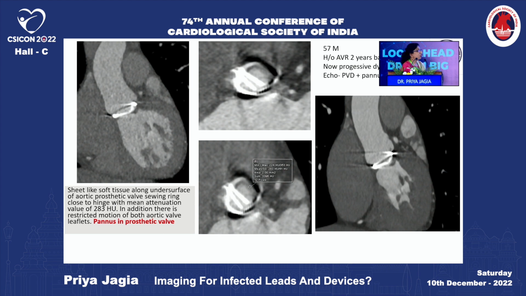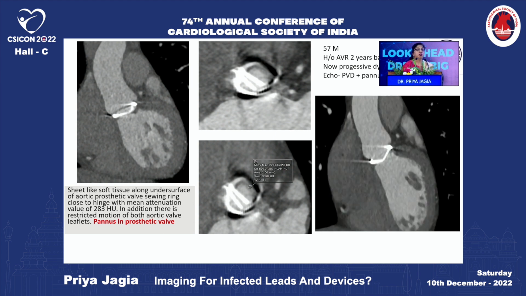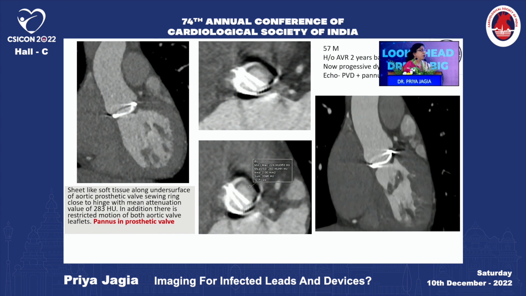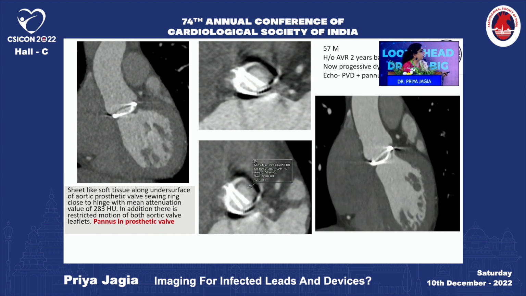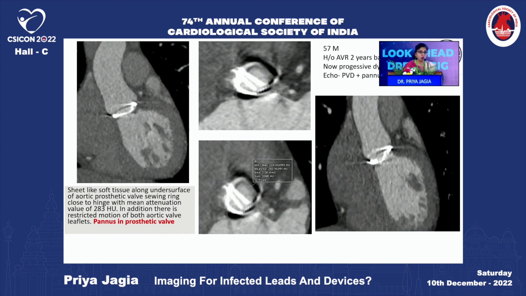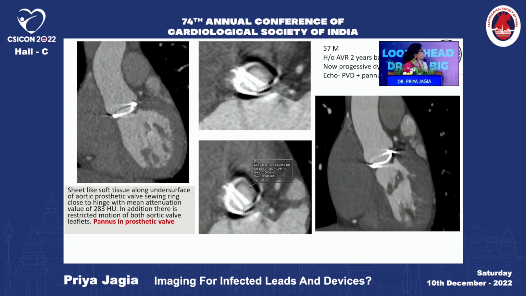Also, you can differentiate between other differential diagnoses. So you can differentiate between vegetation, pannus, and abscess also, based on the location of the soft tissue and the density on the CT. We can tell whether it is pannus.